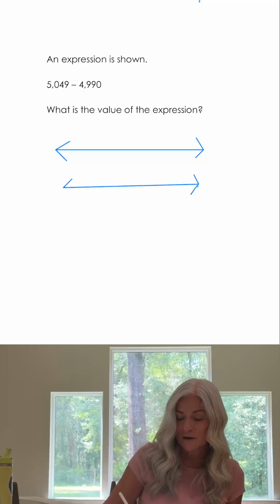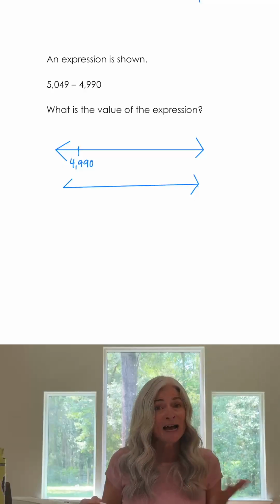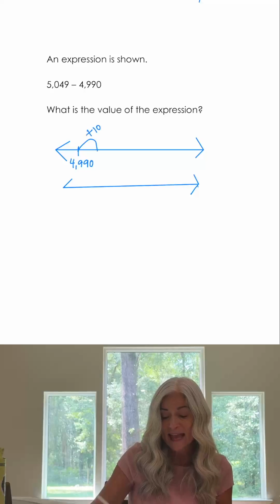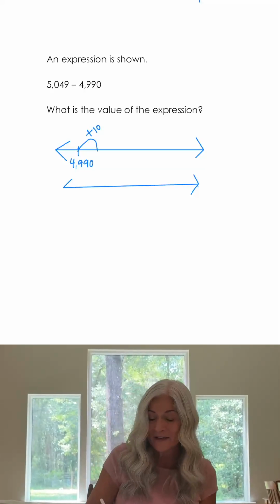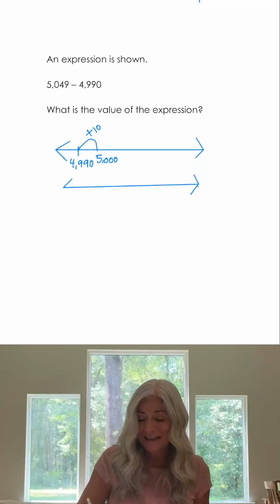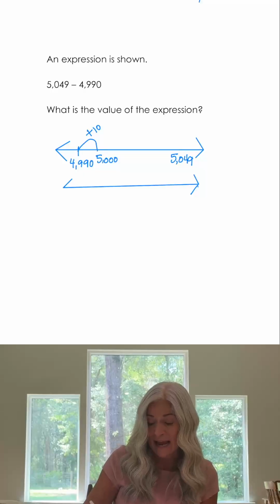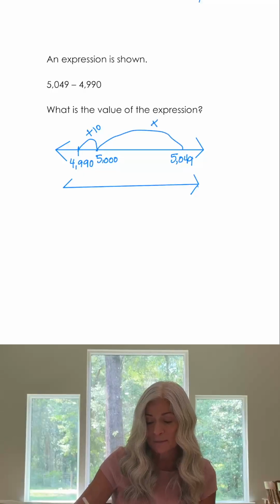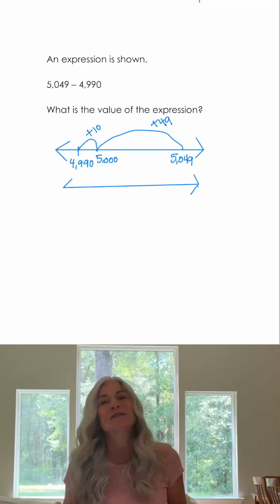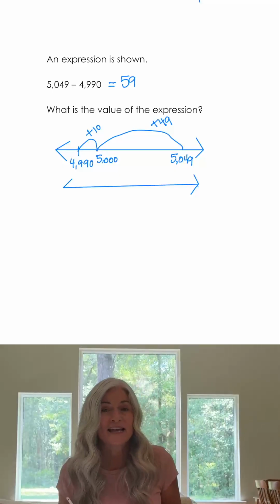5,049. So if we started here at 4,990, I'm going to start by adding 10. I want to add 10 because that gets me to a nice even number of 5,000. Now I just need to get to 5,049. So I would just add 49 more. So how many did I add on? I added on 59. So the difference is 59.